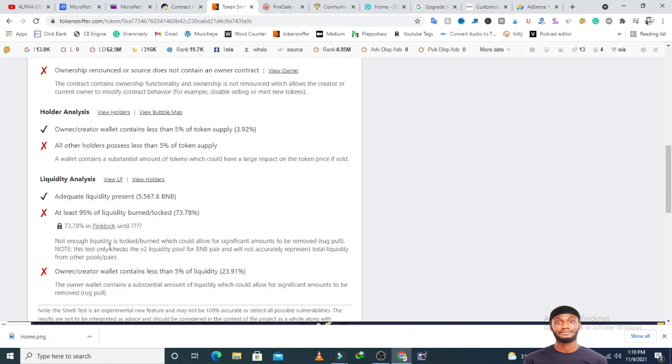Now the liquidity analysis, they said there's adequate liquidity presence of over 5,567 BNB. At least 95% of the liquidity has been burned and locked. No, it's not even up to 95, just 73%, which is not enough. Look at this, they've even told you not enough liquidity is locked, which could allow a significant amount to be removed or rug pulled. So basically, you guys need to be very careful when you are jumping on this token. The owner of this token has not given people 100% reason to trust the token.